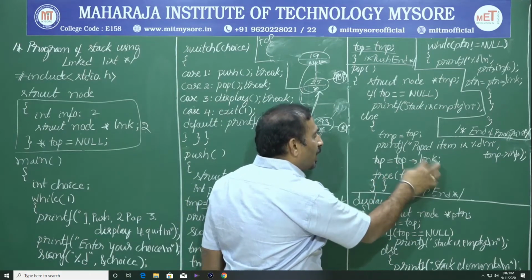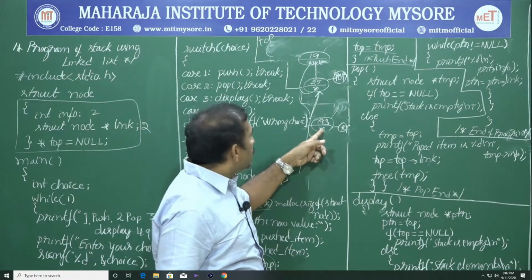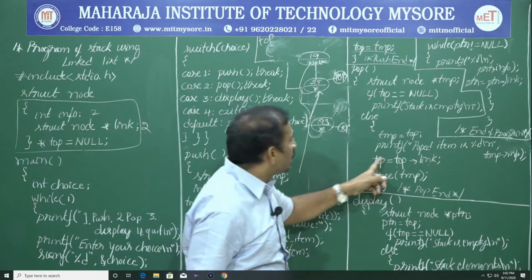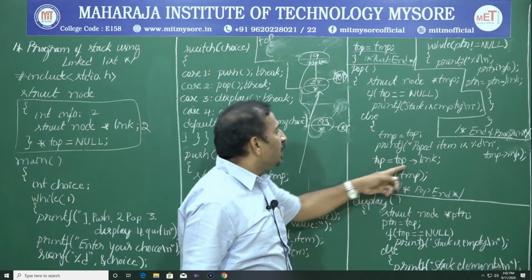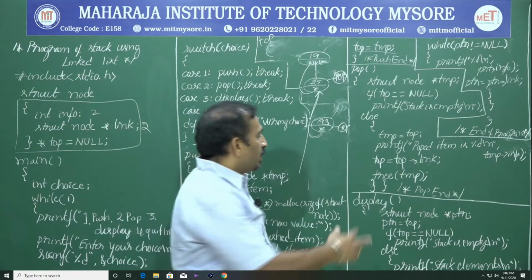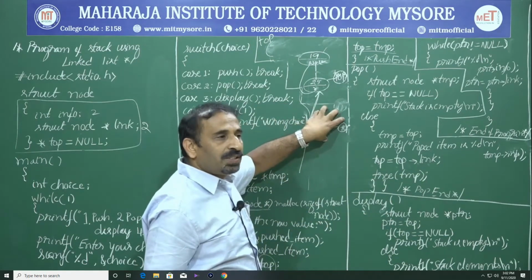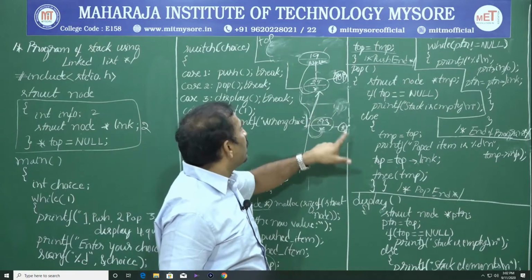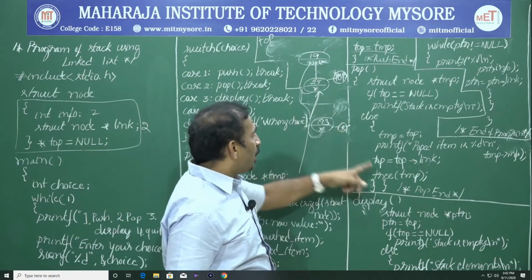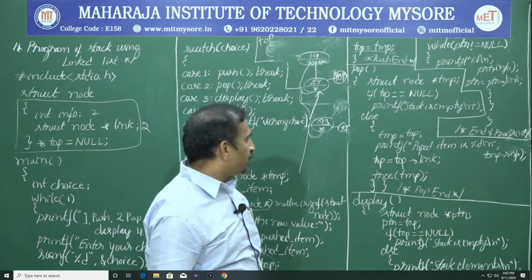Observe this carefully. Top arrow link is now copied to top. That's it. Then free this temp. That's why I copied it to this. Otherwise I would have simply done it. Top arrow link is copied onto this top. So that's a simple deletion.